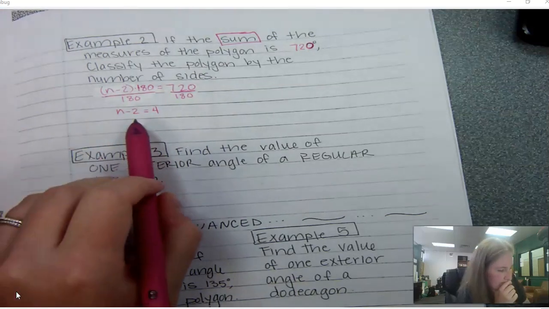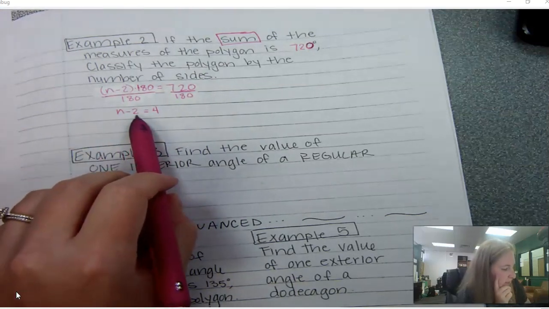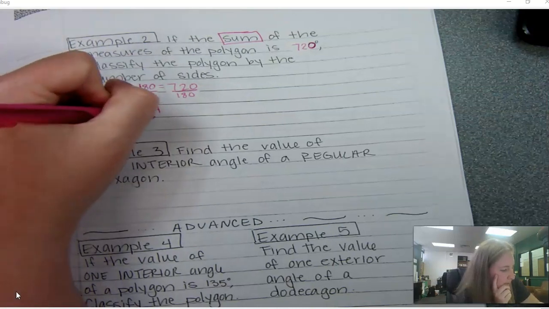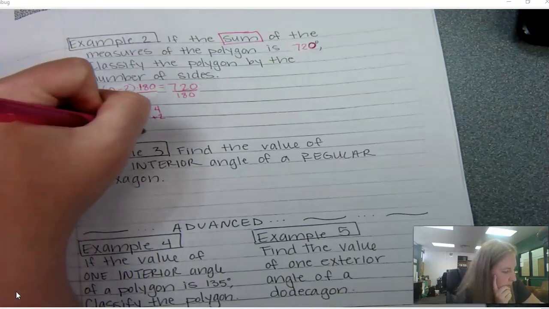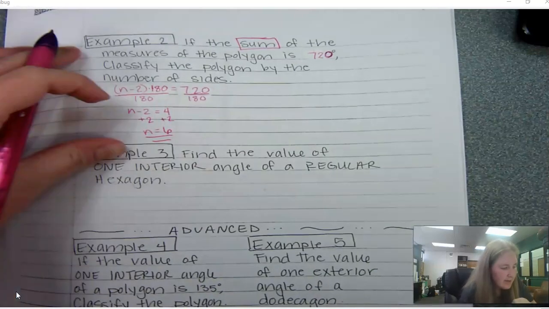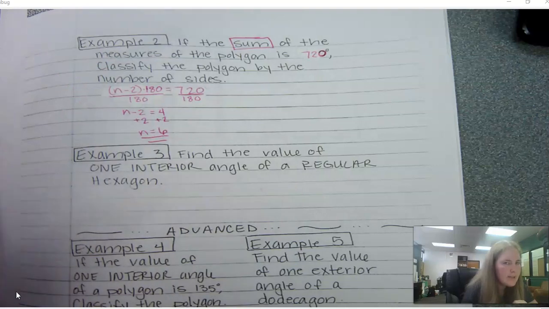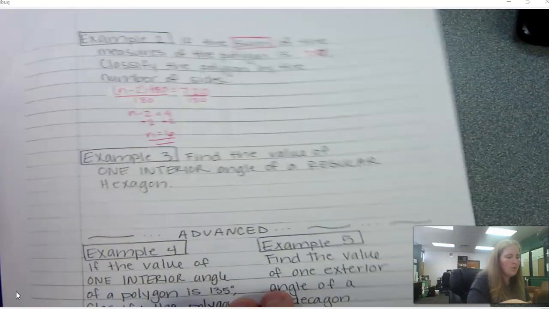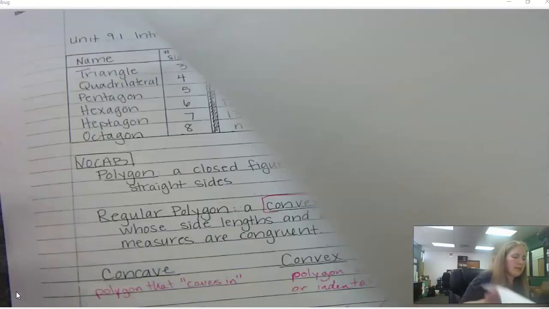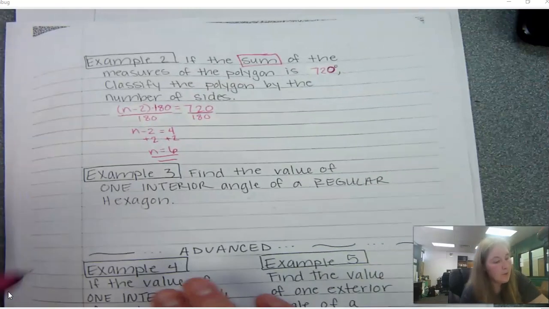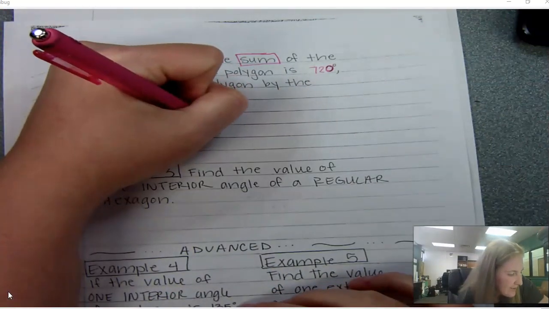But don't stop there, because we want to figure out what n is, so we need to add 2 on both sides. So n is 6. Great, but it doesn't say how many sides. It says classify the polygon by the number of sides. So we have to figure out the name of the shape with 6 sides. So you type, or you write in, hexagon.